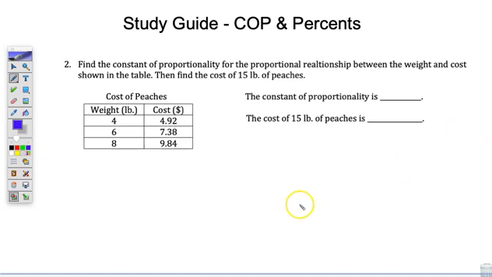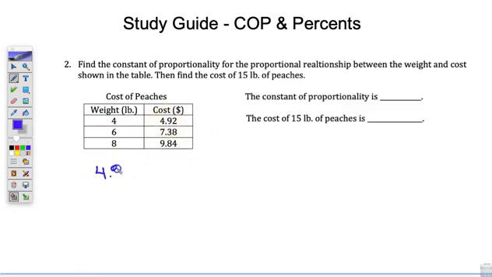In problem 2, we are going to find the constant of proportionality from a table. Find the constant of proportionality for the proportional relationship between the weight and cost shown in the table. Then find the cost of 15 pounds of peaches. So here, for weight, we have 4, 6, and 8 pounds, and we have a cost of $4.92, $7.38, and $9.84. So you want to take one of the total costs.